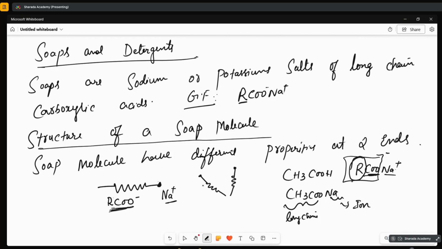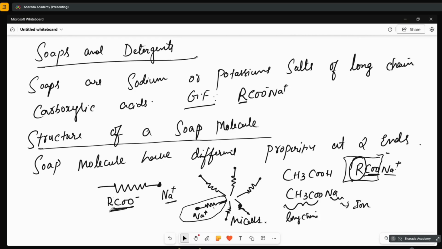Each molecule will orient itself like this. This portion is in the water because of Na plus. This portion is above the water. This itself is just one molecule. In that, one portion, sodium, will be inside the water, whereas the carboxylic chain will be outside the water. So each molecule will orient itself like this. Many molecules together form the micelles.